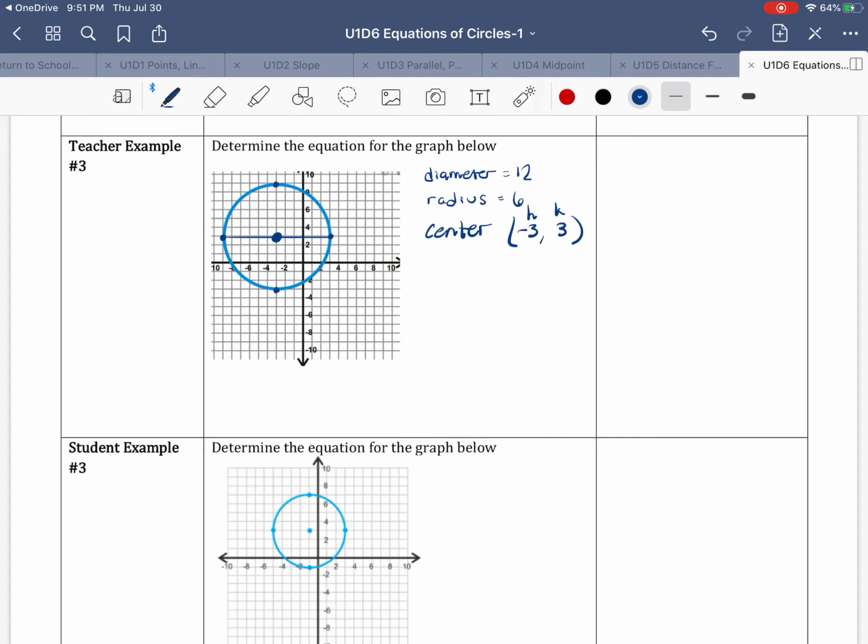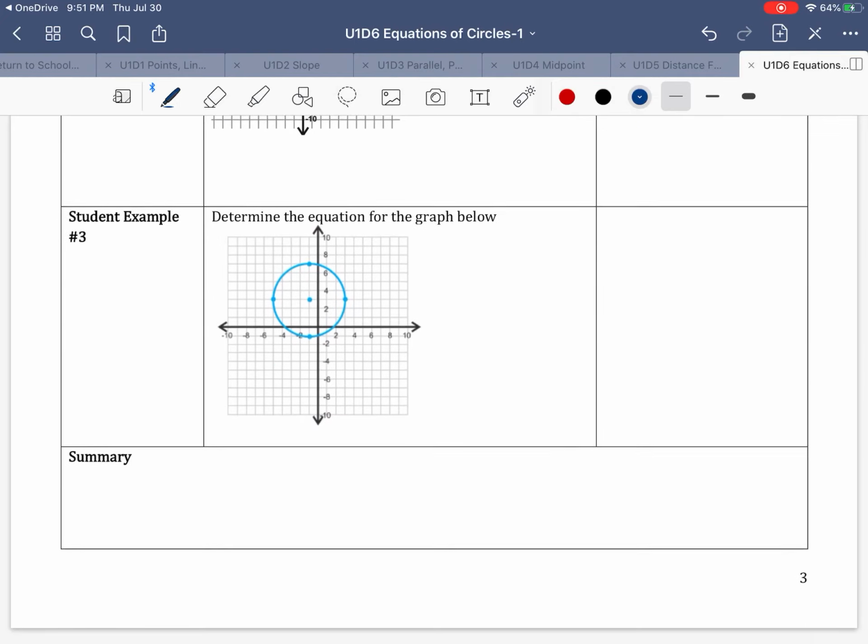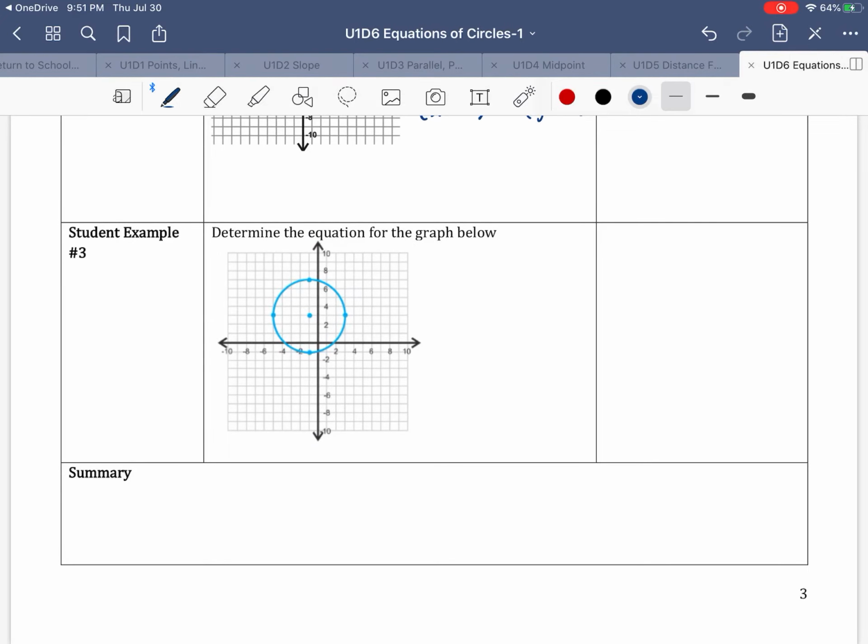So with this information, all we have to do is plug in everything that we know for our equation. (X minus -3) squared plus (Y minus 3) squared equals 6 squared. (X plus 3) squared plus (Y minus 3) squared equals 36. And there we have our equation. So give yours a try as well.